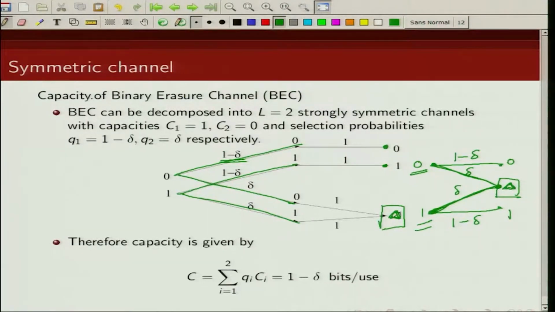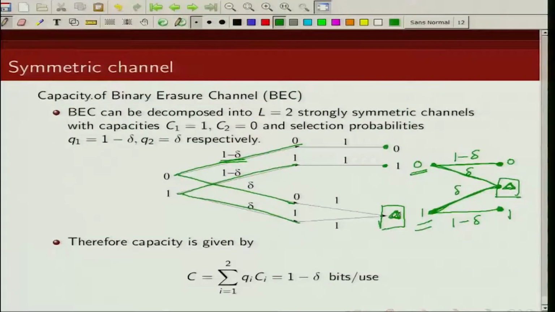Whether you consider this input or this input, both have the same dispersion. Similarly, for the channel which consists of output symbols 0 and 1, I can reach 0 with probability 1 minus delta, and from the other input with probability 0. Similarly, I can reach 1 with probability 0 from here and 1 minus delta from the other. So, they have the same dispersion. That means I can find out the selection probability. I will select the channel consisting of 0 and 1 with probability 1 minus delta, and I will select the channel which has the erase state with probability delta.